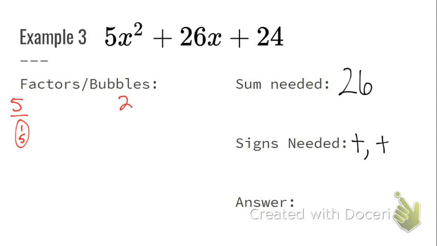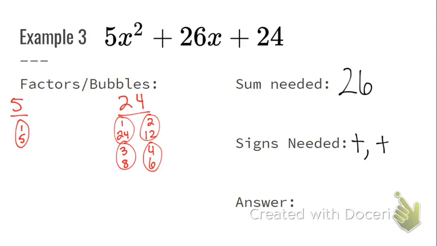We look at our factors of 24. This is when that yellow factor sheet might come in handy. We know 1 times 24, 2 times 12, 3 times 8, and 4 times 6. Lots of options for 24.